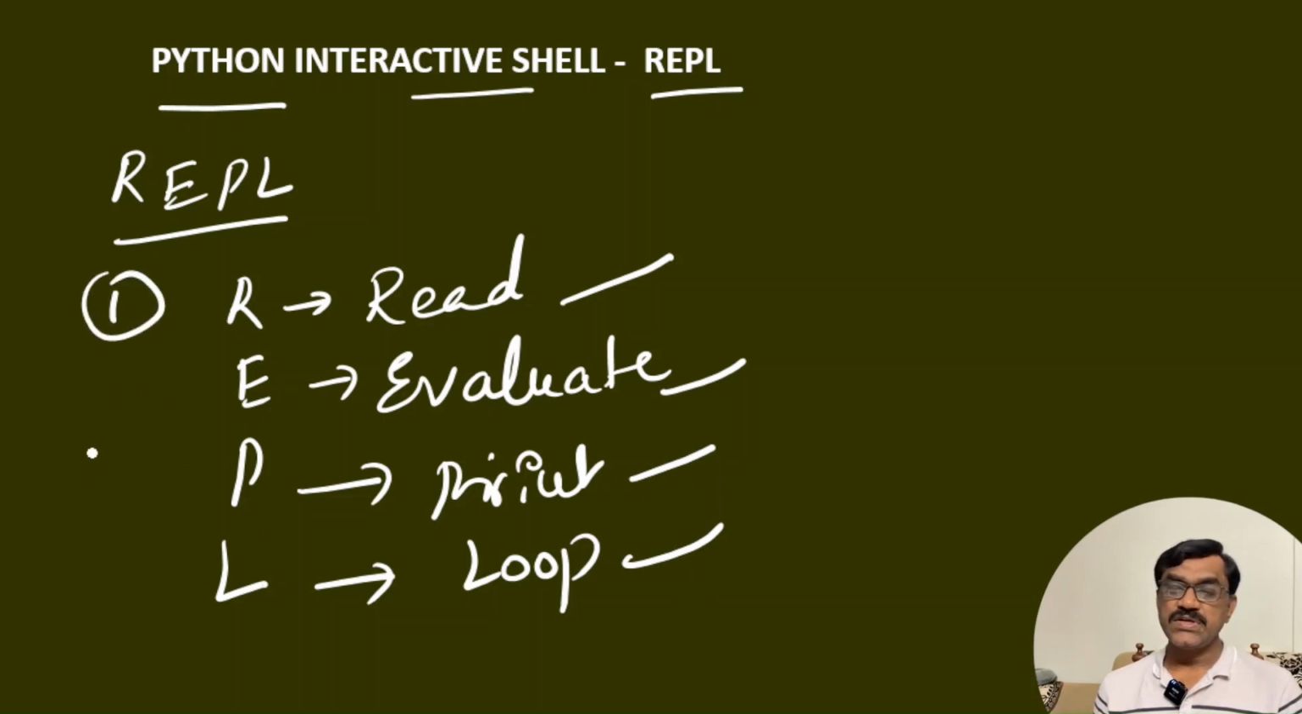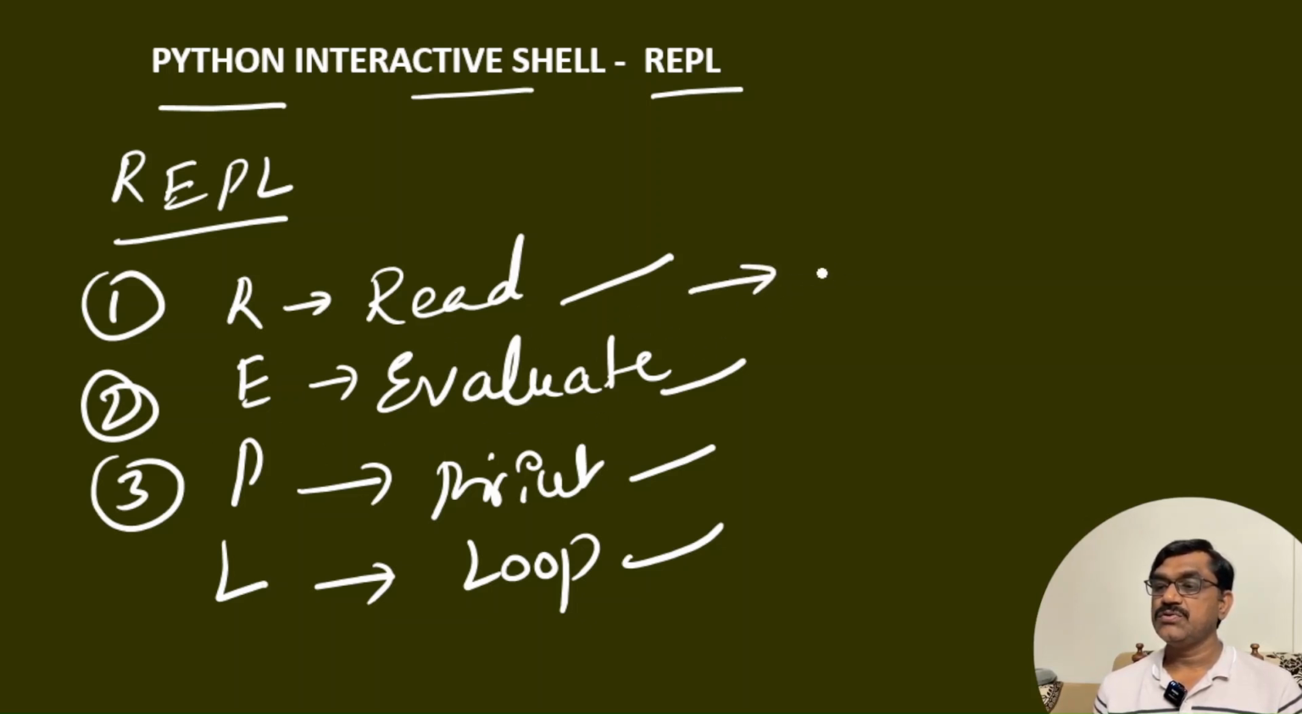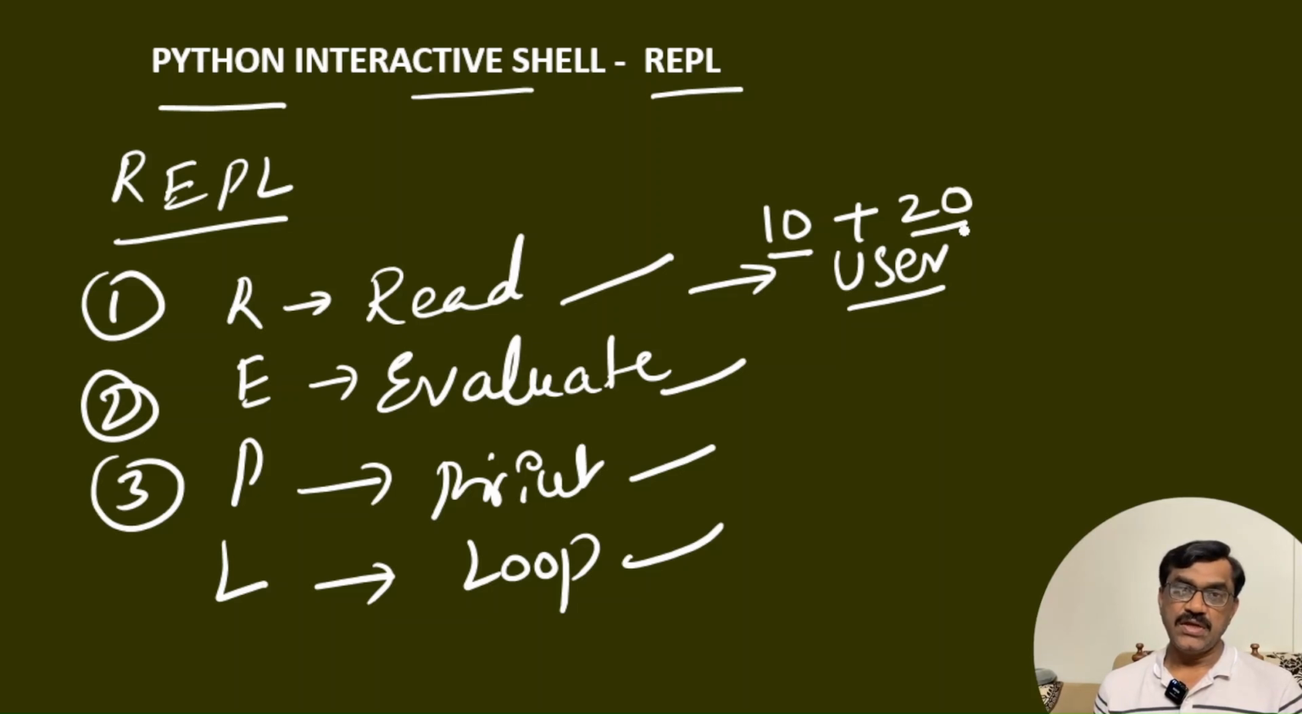Assume that read is the first step and evaluation process is second step and print is third one. Here I am not giving the number for loop, just wait. The meaning of these three steps is that in the first step, we are going to read the input from the user, right? That means we are entering 10 plus 20 as the input. See, user entered 10 plus 20.